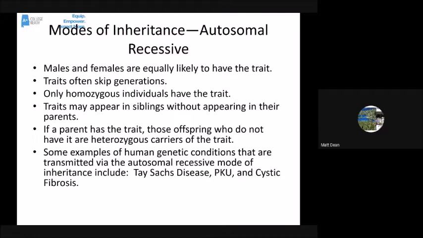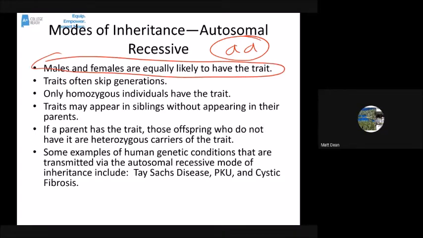So in this case, the only way to inherit a recessive trait, to actually show the trait, is to be homozygous recessive for the trait. So individuals have to have 2 recessive alleles to possess the trait. Because it's autosomal, males and females are equally likely to have the trait. These traits often skip generations, and they can do that because individuals that are heterozygous, individuals that are carriers, are not affected. Only homozygous recessive individuals have the trait.